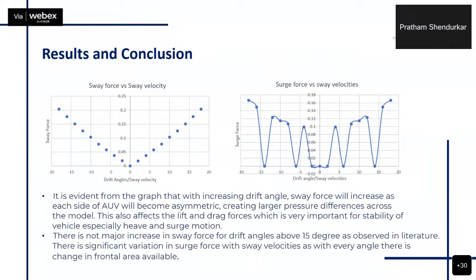These are the result and conclusion which are obtained from our current progress. It is evident from the graph that with increasing drift angles, sway force will increase at each side of AOV, will become asymmetric, and there will be some pressure differences across both the parts. This also affects the lift and drag forces, which is important for the stability of the vehicle.